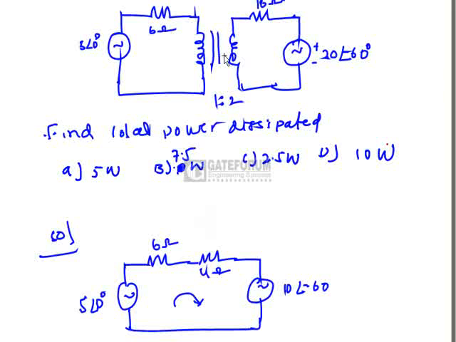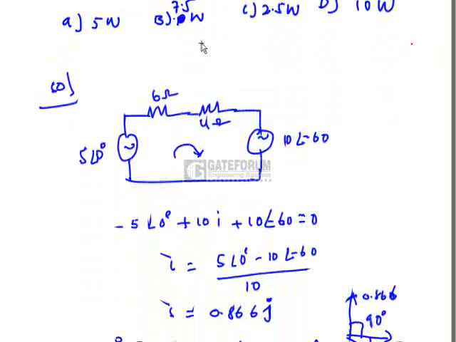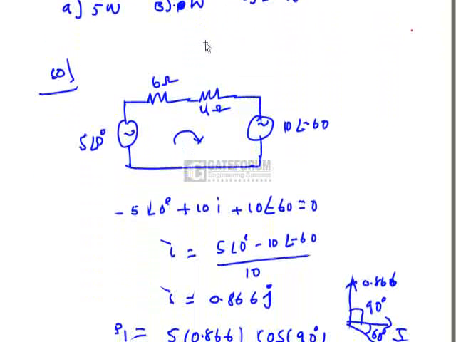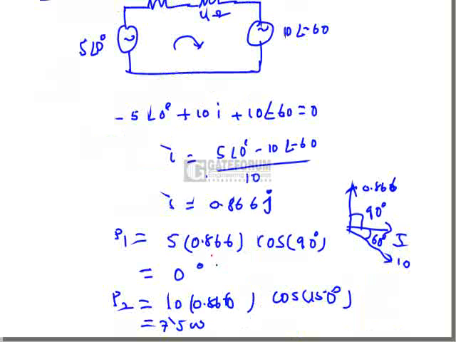The voltage is divided by the transformation ratio, so 20 divided by 2 is 10 at an angle minus 60 degrees. After that, we find the current by applying KVL: 5 at an angle 0 minus 10 at an angle minus 60, divided by 10. If you solve this, the current will be 0.866 j. Now we find the values of P1 and P2, which are 0 watts and 7.5 watts. So this is the total power generation in the network.